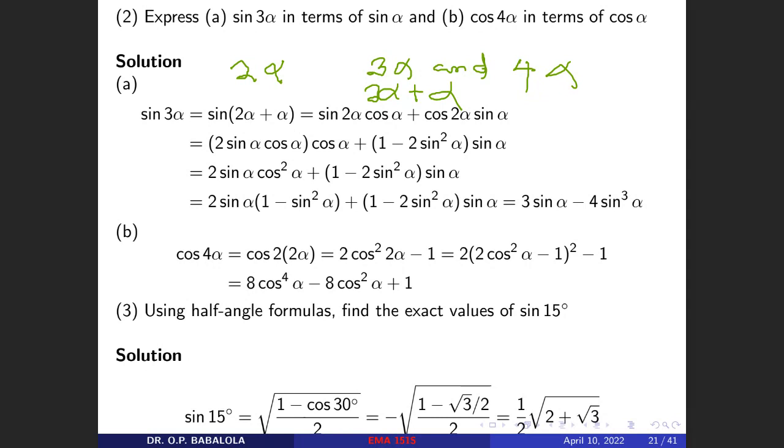This will be what? 2 alpha plus 2 alpha. Okay? So this can also be 2 times 2 alpha. So it can be both. All right. I just want you to see that. So the first one, which is sine 3 alpha, expressing it in terms of addition, will be sine 2 alpha plus alpha.